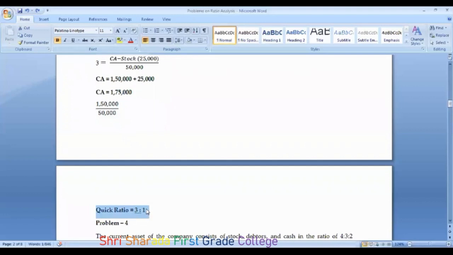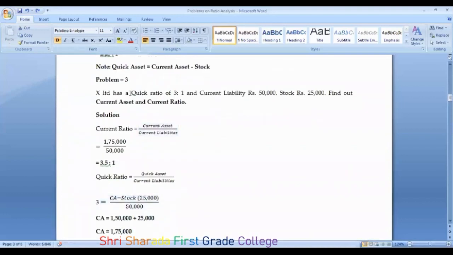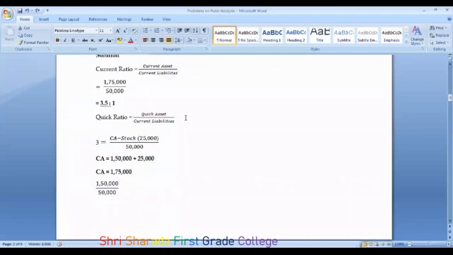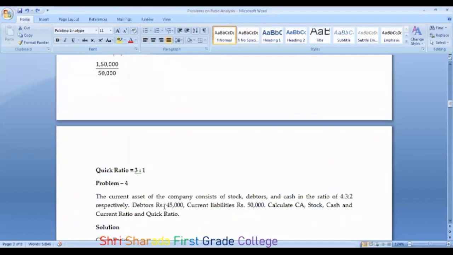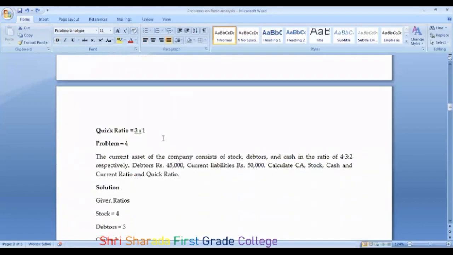Okay. So in the question also they have given quick ratio 3:1. So 3 stands for the assets and 1 stands for the liability. So the ideal ratio of quick ratio was 1:1, but you got here 3:1. So it is in a better and good position.